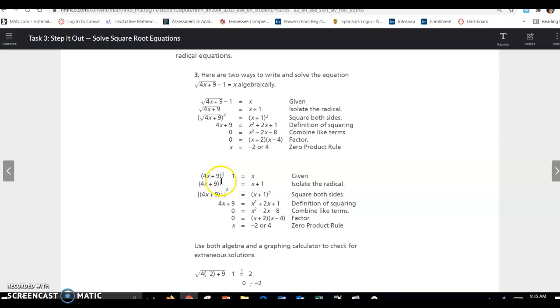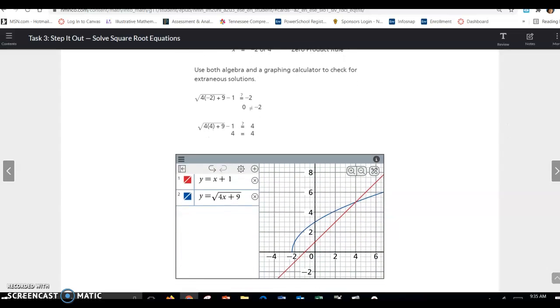Very similar. You're still going to add 1 and isolate the radical, but then you're going to change the radical into a rational exponent. Remember, a square root is the same thing as something to the 1/2 power. You can still square something to the 1/2 power. 1/2 of 2 is 1, so it still gets rid of that exponent, or up here it would have gotten rid of the radical. From this point on, it's the same as up here. So just remember there are two ways that you can solve that algebraically. And then it says to use both algebra and a graphing calculator to check for extraneous solutions.